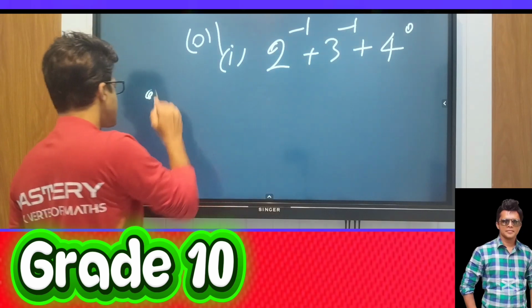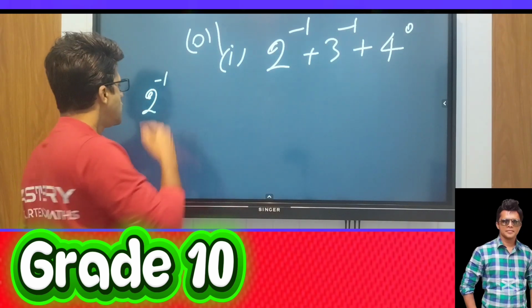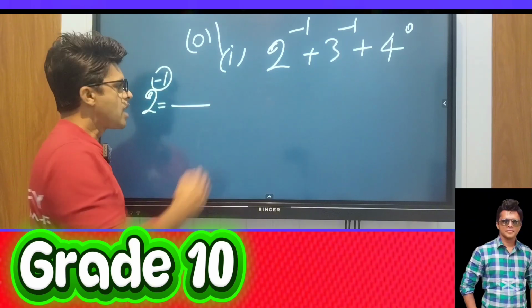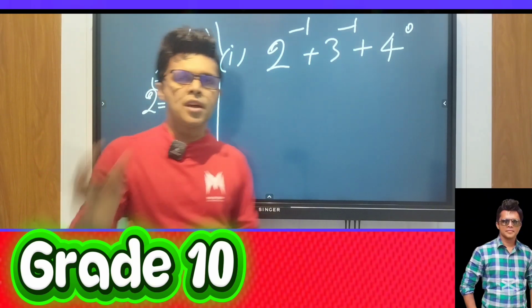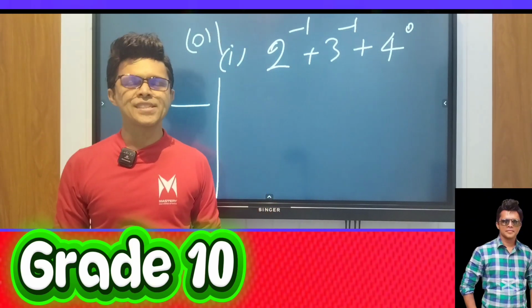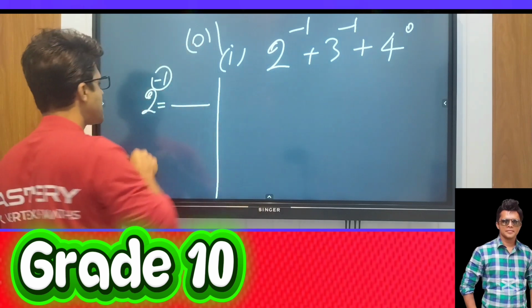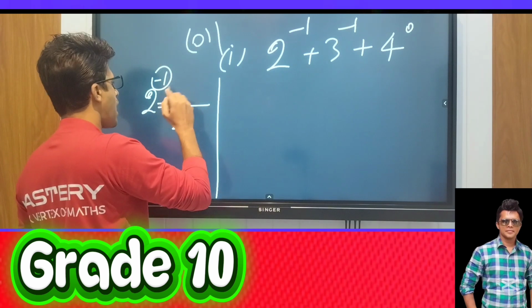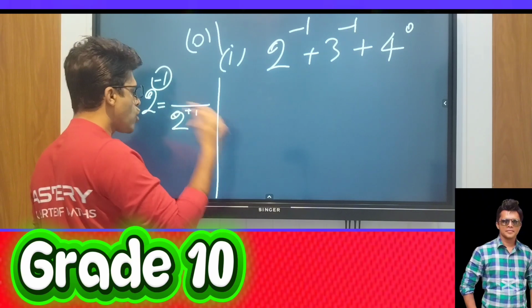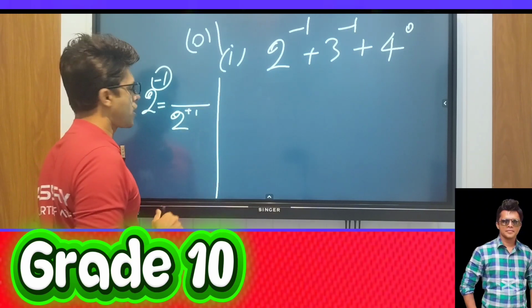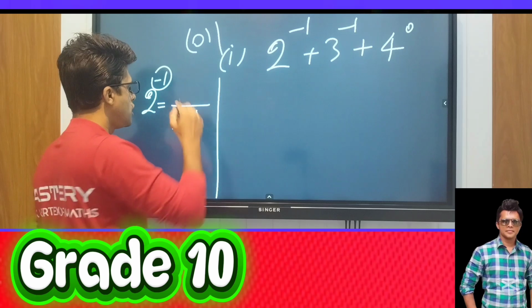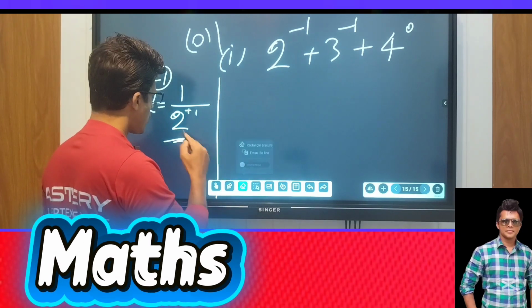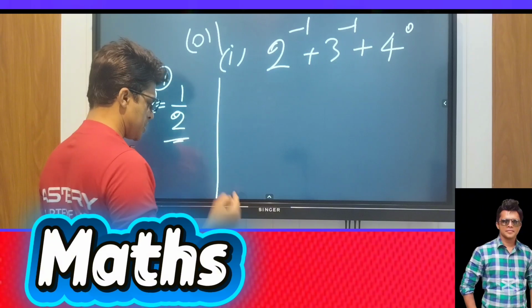Generally when it comes to indices, we write negative indices as positive indices. So 2 to the power minus 1 can be written with the minus 1 in the denominator, and then it becomes plus 1. Minus 1 becomes plus 1. So this is 1 over 2. We generally do not write the 1 here.